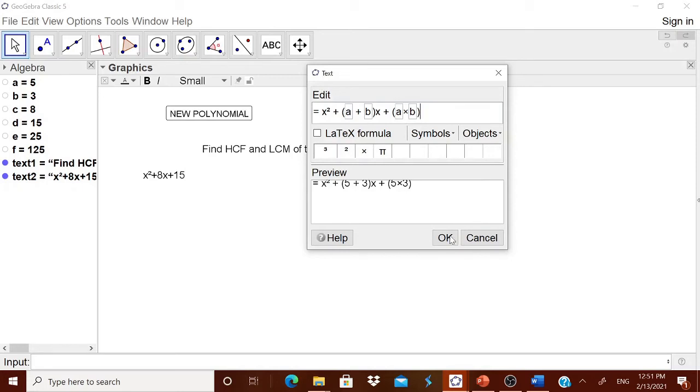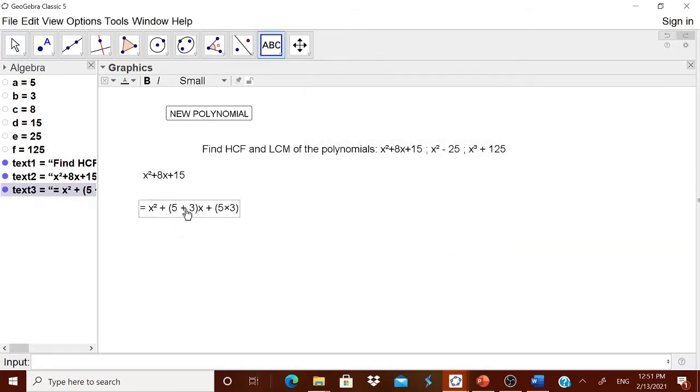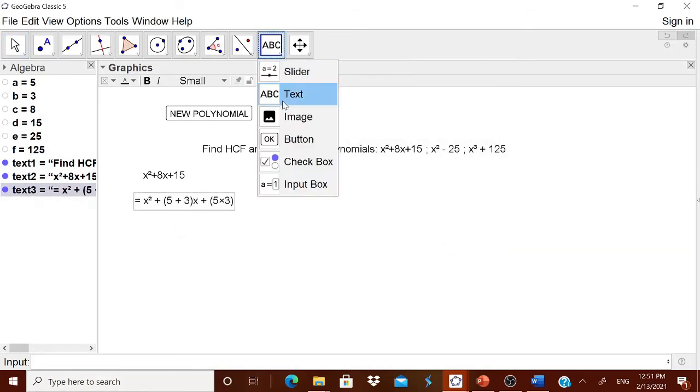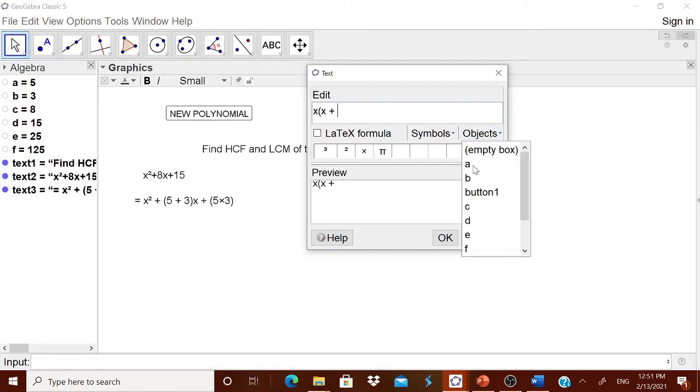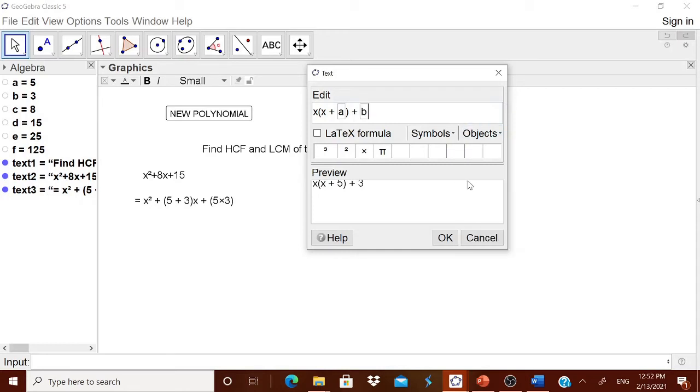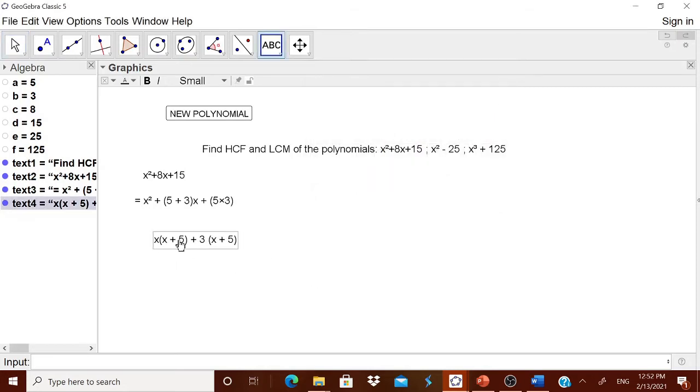You see, whenever you are changing it, then automatically this will also change. Okay, I think the next step you can tell the children that it is x into x plus a plus b into x plus a. Good. Is equal. Okay. Got it?